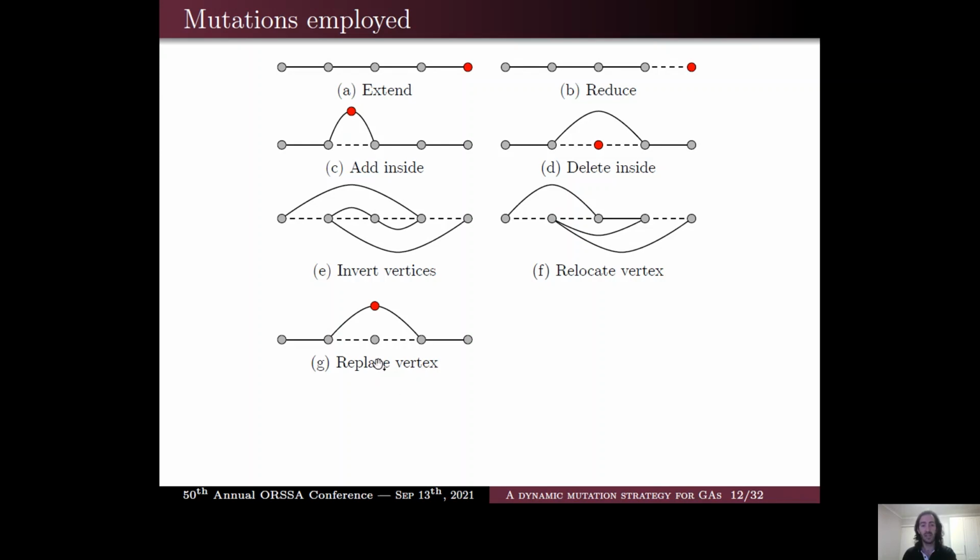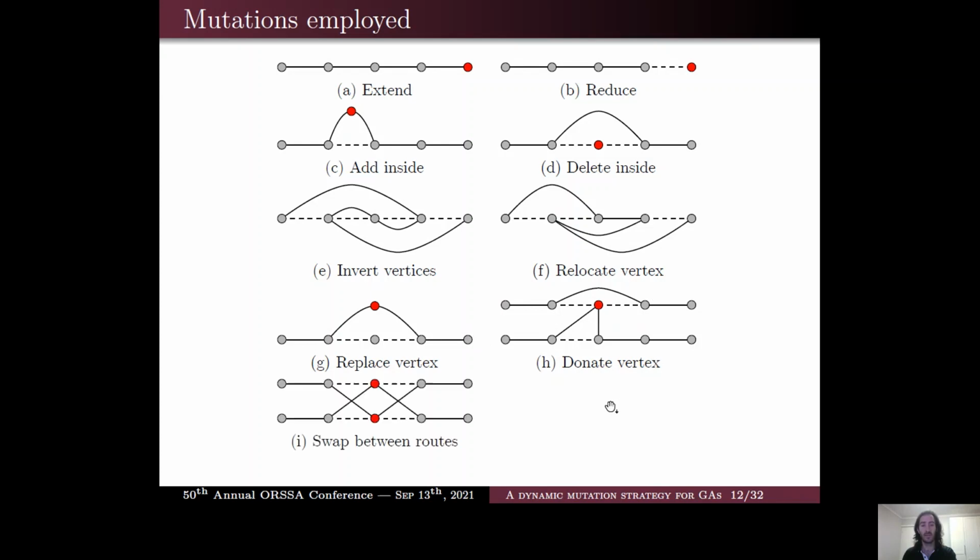Some vertices may be replaced within a route. And between routes, a vertex can also be donated from one route to the other. Vertices may also be swapped between routes. And finally, routes may be exchanged by exchanging segments from a common vertex with the segment of the other route.